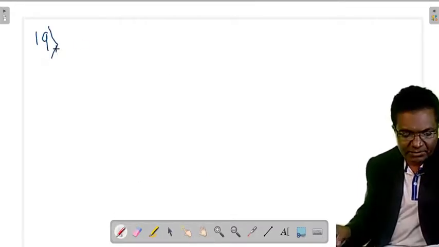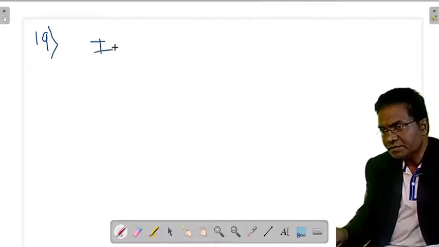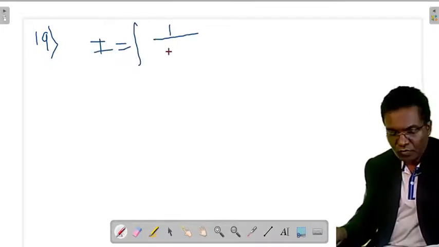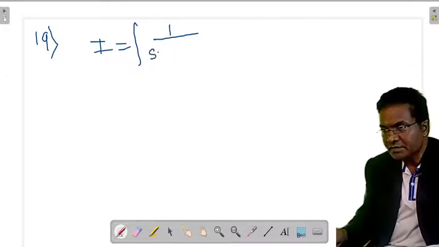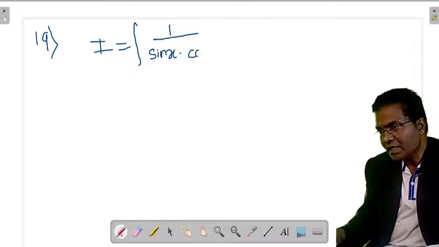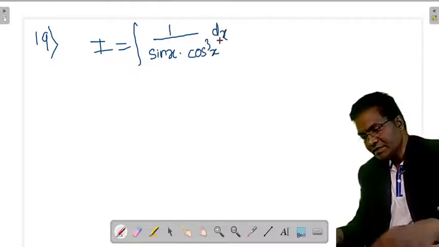Of exercise 7.3. I is equal to the integral of 1 by sin x into cos cube x dx.